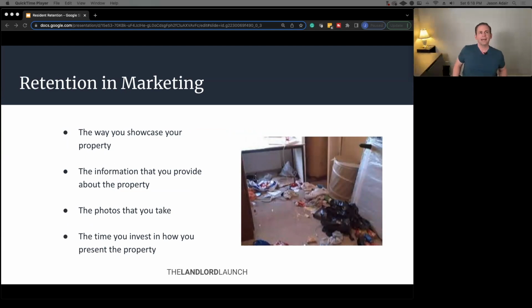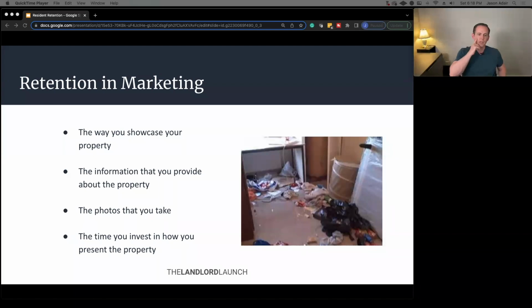So let's take a look at the property management cycle. Let's just see how retention plays in, where it affects the property management cycle, some different ways we can look at this. So think about it in the marketing. Let's take a look at this picture here.